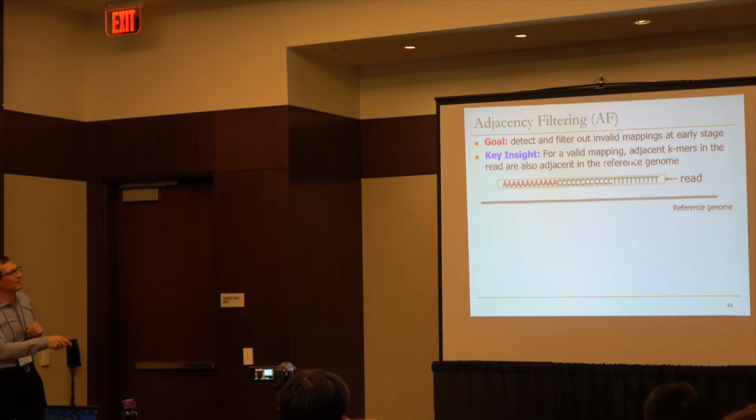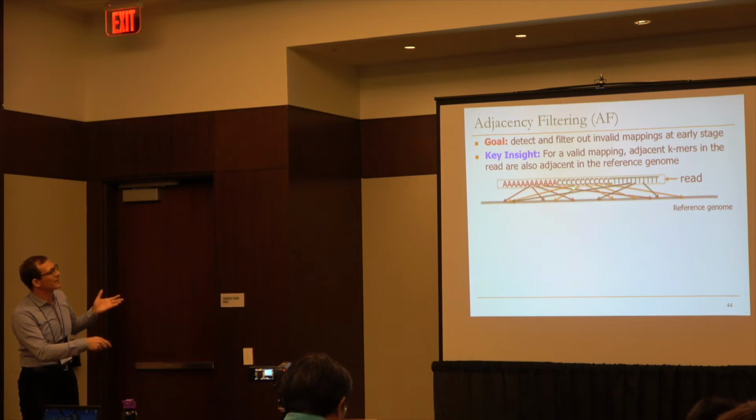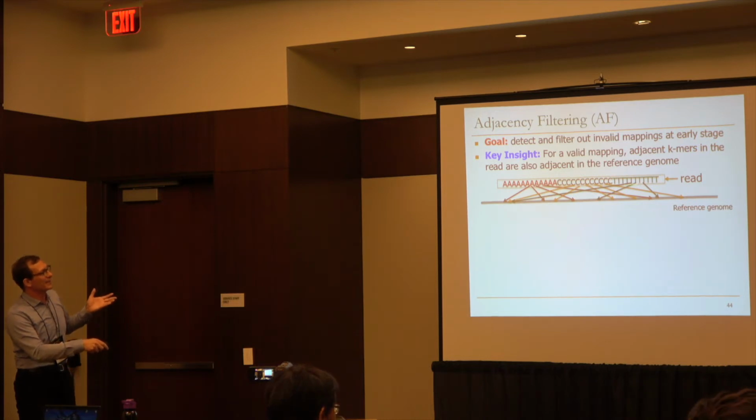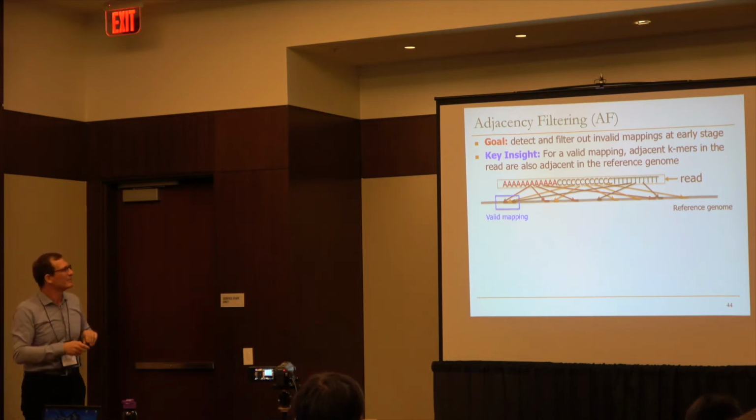So let's take a look at this example. We have this read that I showed you earlier. A is mapped to these locations that are indicated by the red arrows. C is mapped to locations that are indicated by the yellow arrows. And T is mapped to locations that are indicated by the green arrows. Given the read is like this, you would expect the three k-mers to be adjacent in the reference genome also. So if you look over here, you can tell that this is potentially a valid mapping.